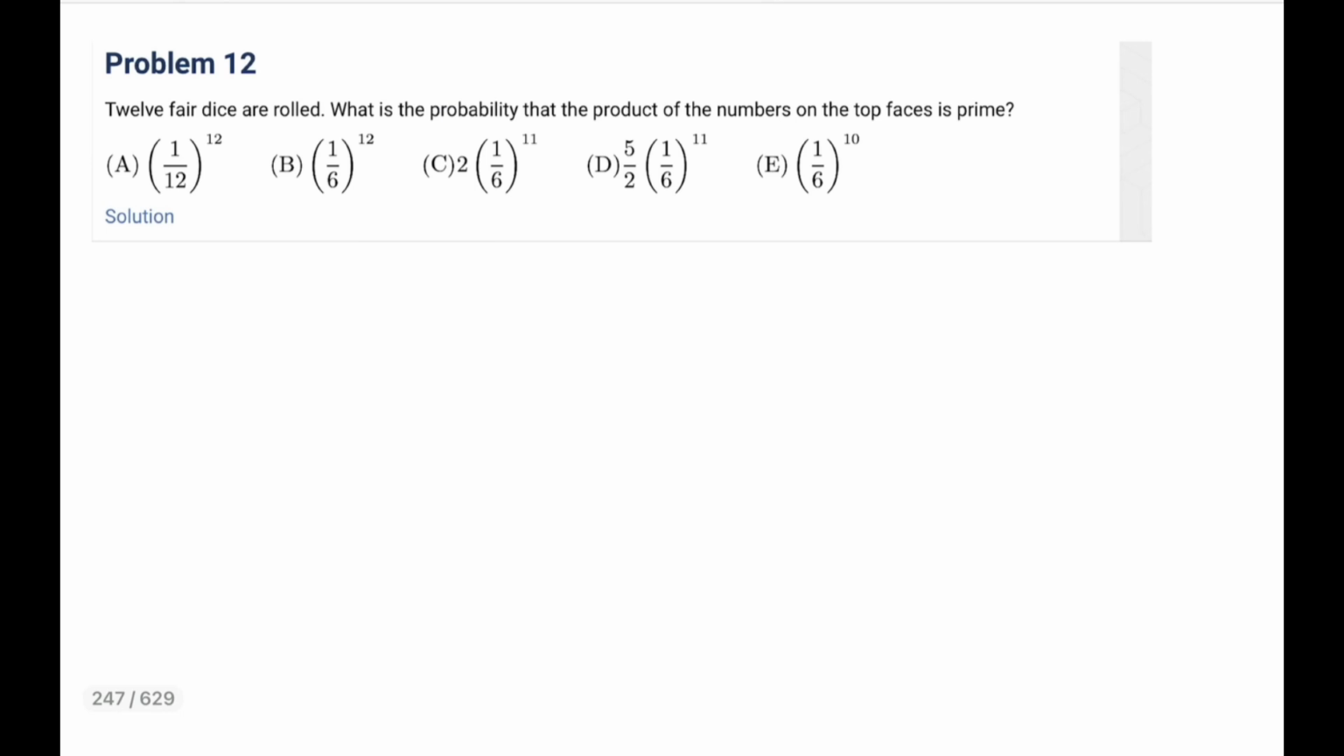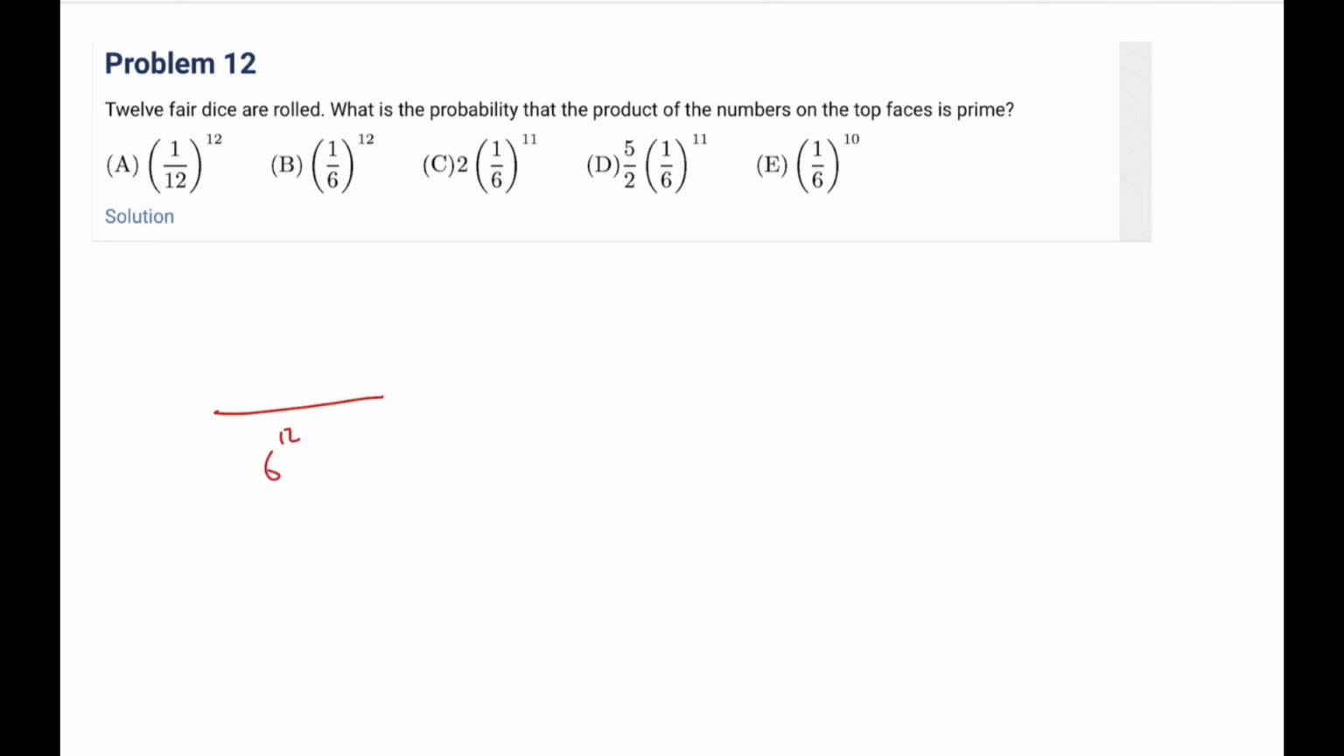Problem number 12. 12 fair dice are rolled. What is the probability that the product of the numbers on the top faces is prime? Okay, so if 12 dice are rolled, then the total number of outcomes is 12 to the 12th power. No, it's 6 to the 12th power.